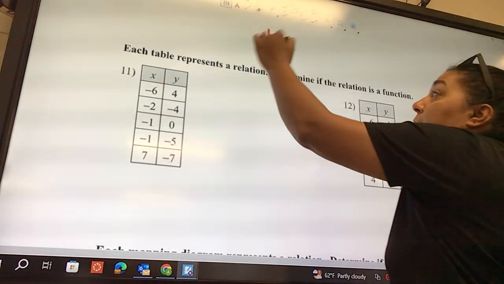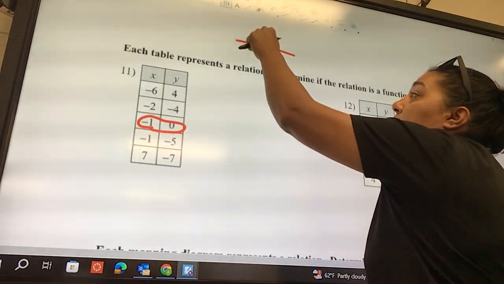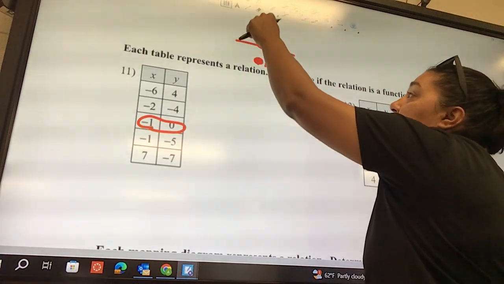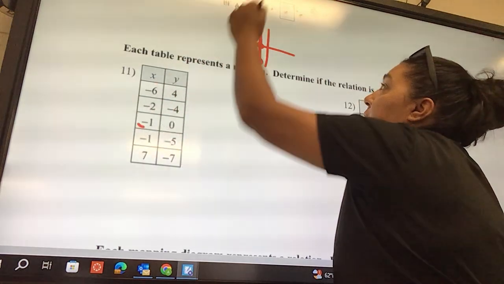Okay, and we can kind of look at that. So I know here I got -1, 0. That's going to be right here, this dot. -1, 5, and -5 is going to be this dot. See how these dots are on top of each other like that? That makes it not be a function. So this one is going to be a no.